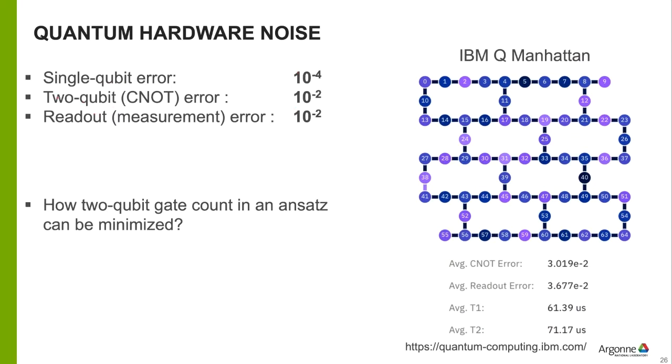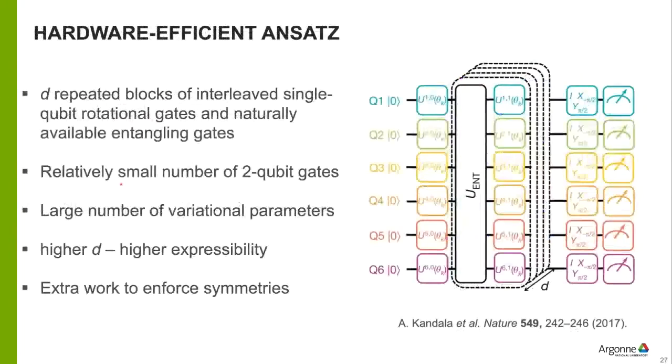However, when we talk about the C-NOT gates, which are 2-qubit gates, the error is 2 orders of magnitude higher, and therefore, when you have too many of these, you get too much noise that you're not getting anything meaningful as a result. And so the question is, is there a way to reduce the number of 2-qubit gates in the ansatz?